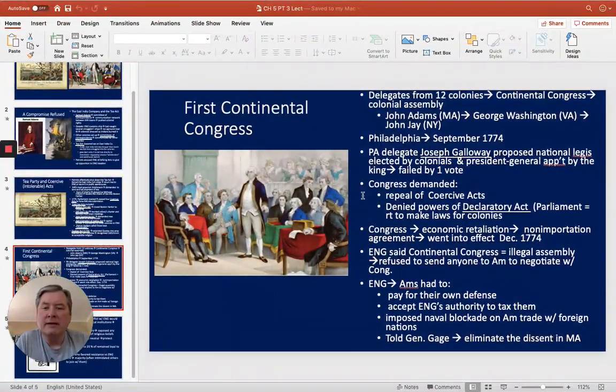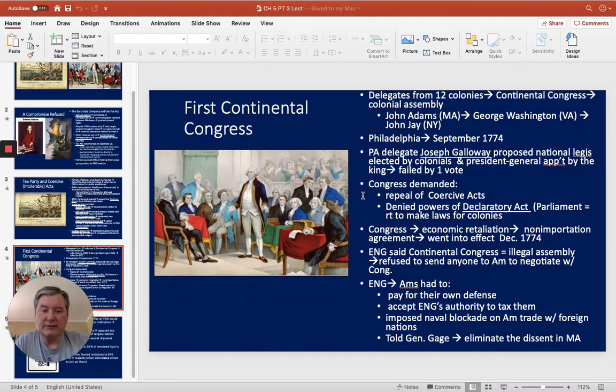There we go. So that takes us to the Continental Congress. Our big delegates there are John Adams, George Washington, and John Jay in Philadelphia in 1774. And here's what they proposed. They demand that England repeal the Coercive Acts. They denied the power of the Declaratory Act. They said Parliament does not have the right to make laws for colonies. And then they decided they were going to do a non-importation act. They were going to hurt Britain economically by refusing to buy any goods.